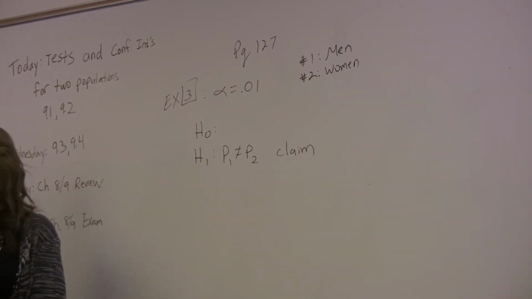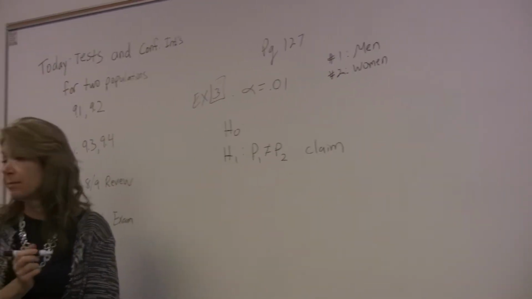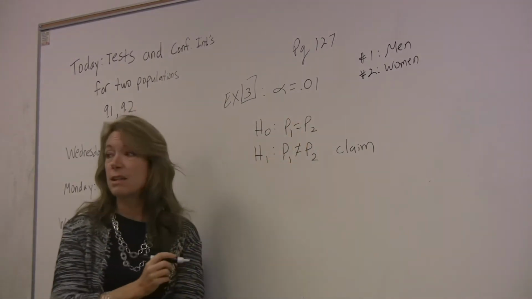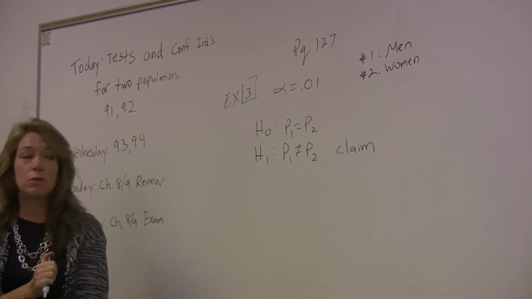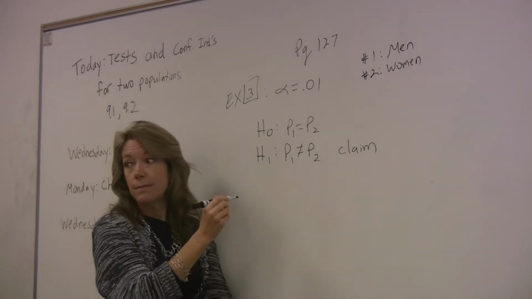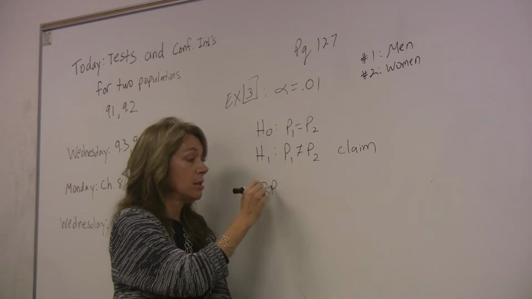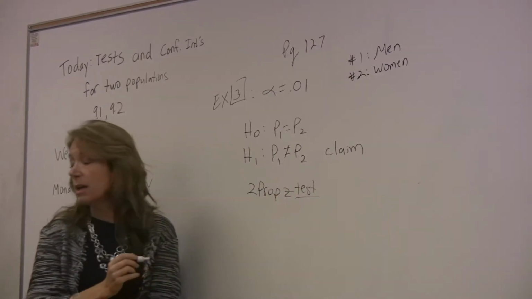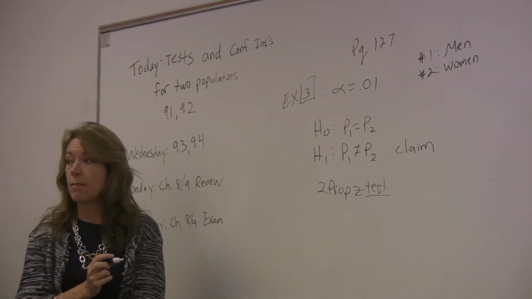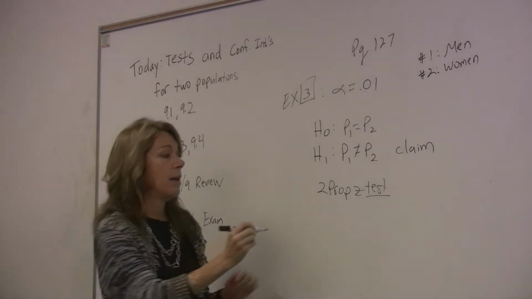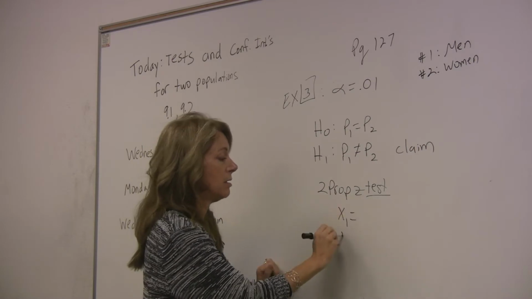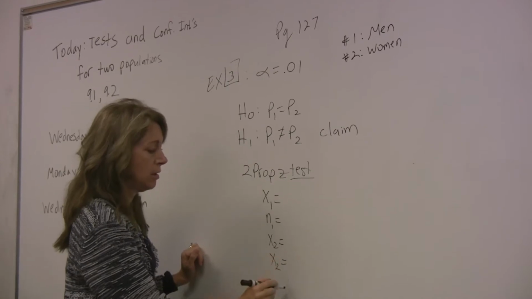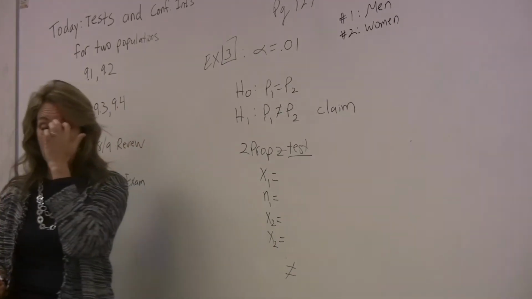So what's H0? P1 equals P2. And because they're asking me to test a claim, I'm going to use the two-proportion test. Because I'm testing a claim this time. And again, it's going to ask for x1, n1, x2, n2, and then we're going to choose a not equal to claim when we get down to the bottom there.